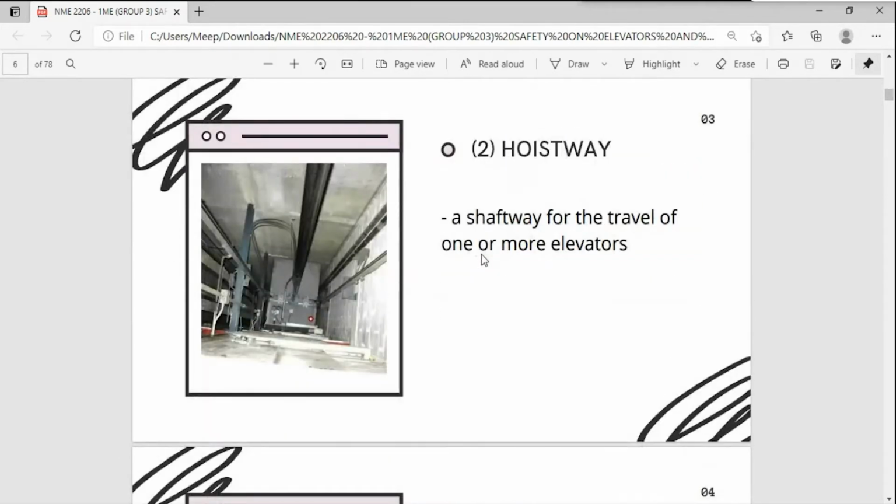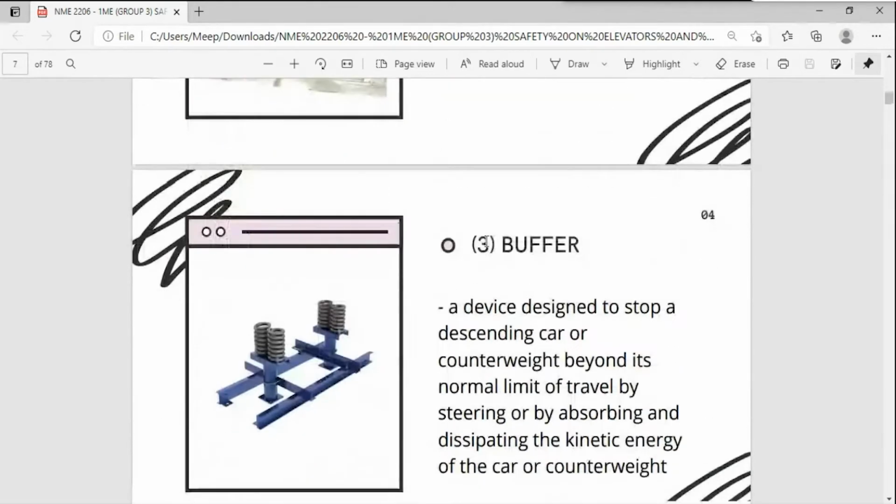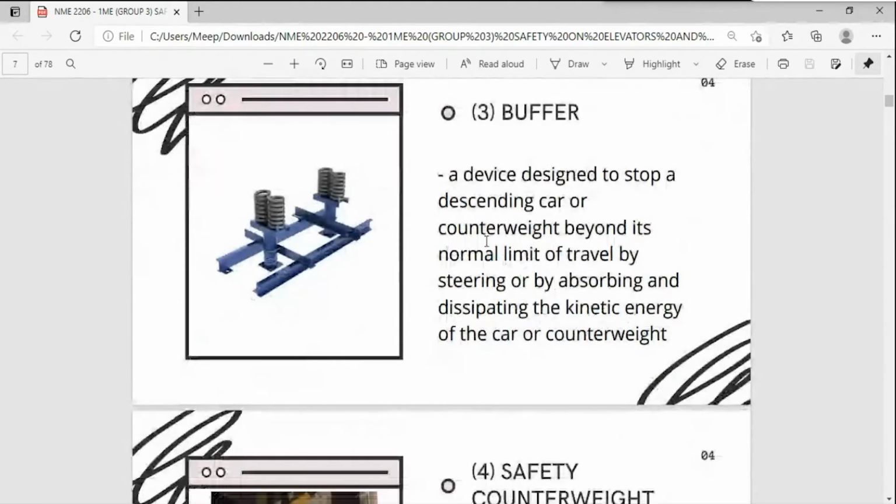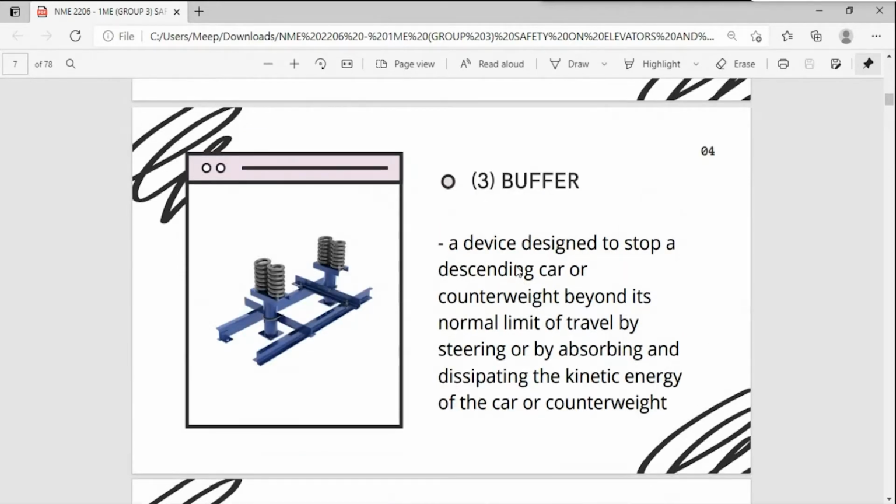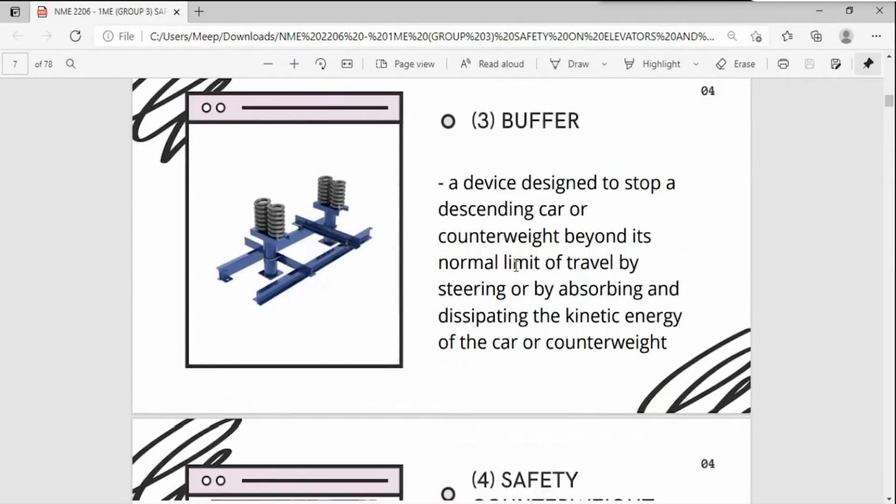Hoistway, a shaftway for the travel of one or more elevators. Yung hoistway, dun dumadaan yung elevator para makaangat or makababa sa isang building. Buffer, a device designed to stop a descending car or counterweight beyond its normal limit of travel by stopping or by absorbing and dissipating the kinetic energy of the car or counterweight. Yung buffer, siya naman yung nag-absorb ng shock or kinetic energy sa elevator.